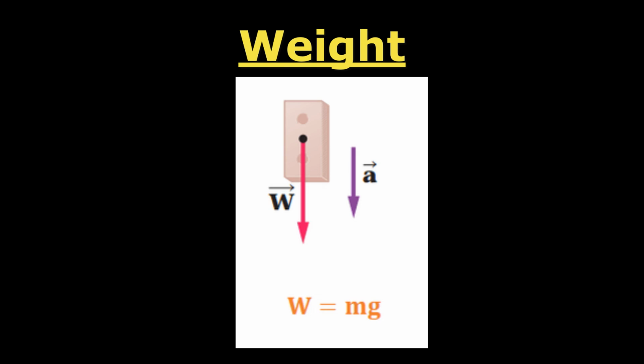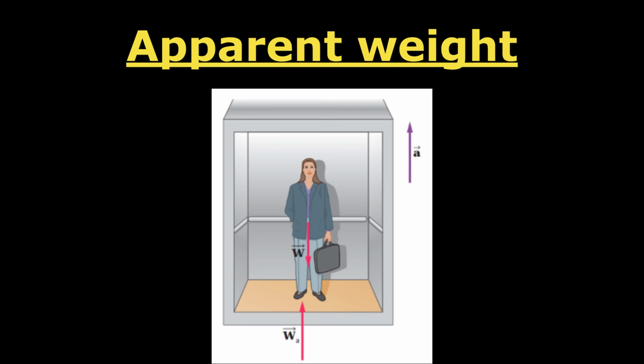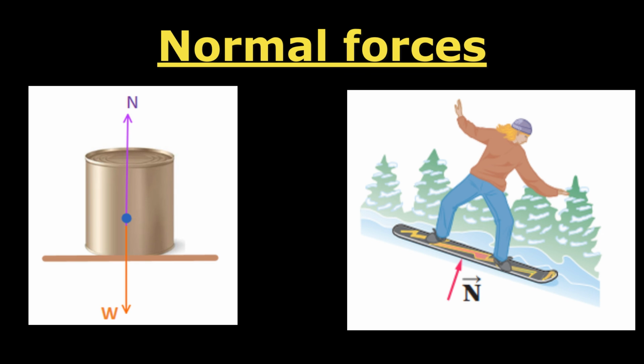Then we discussed weight. Weight is the gravitational force exerted by the earth on an object, and on the surface of earth the weight of an object of mass m has a magnitude W equal to mg. Then we saw the apparent weight. The sensation of feeling heavier or lighter in an accelerating elevator gives rise to the concept called apparent weight, and it is the force felt from the contact with the floor in an accelerating system. And finally we discussed the normal force, a force exerted by a surface on an object which is always perpendicular to the surface. So with this we have completed chapter 5.